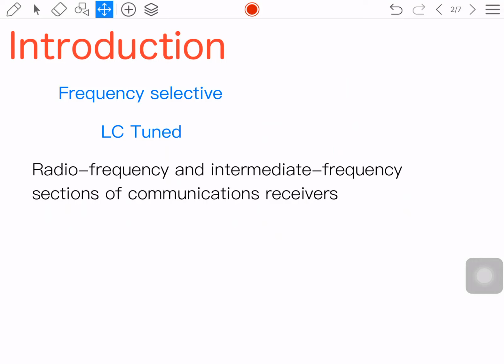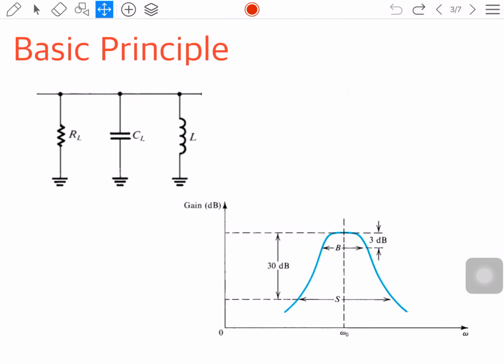Let us take an example of radio or TV. We have a wide range of channels. Every channel has a particular bandwidth. This narrow bandwidth is possible just because of these LC tuned amplifiers. Coming to the response of this particular amplifier, I said that it is very narrow.